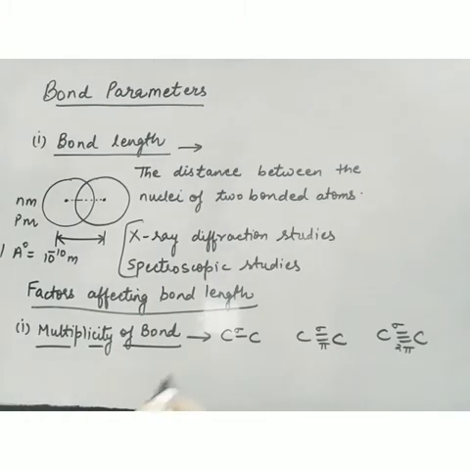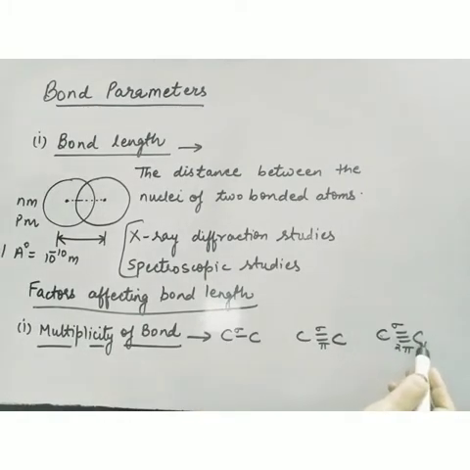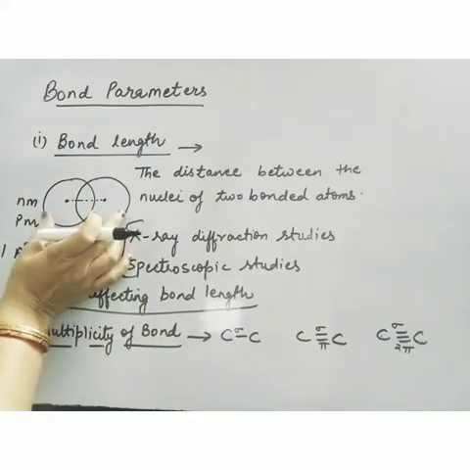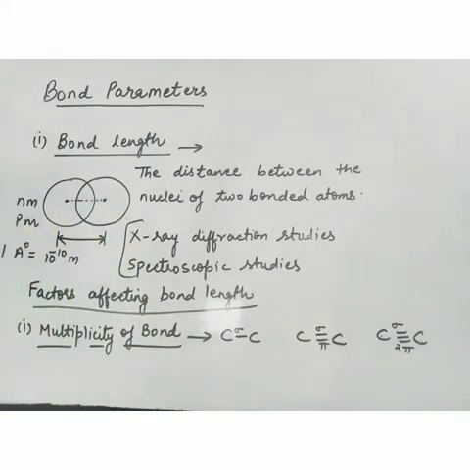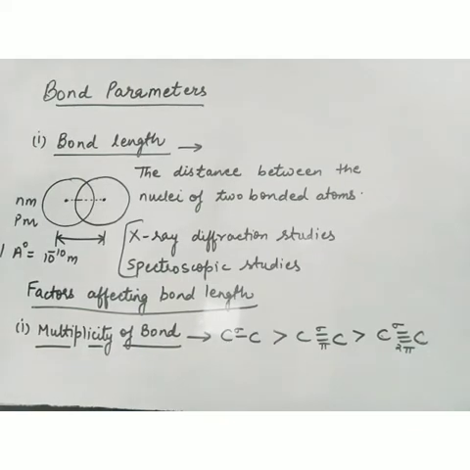You know, sigma overlapping is along the axis, pi overlapping is perpendicular to the axis. And triple bond means it is 1 sigma and 2 pi, means 3 times the overlapping will occur. Now greater is overlapping, closer the atoms will come. So in these two carbon atoms 3 times the overlapping is there, and if the atoms are closer, this distance will decrease. So single bond is having highest bond length, then double, and triple bond is having the shortest bond length. So this is the first factor on which our bond length depends.